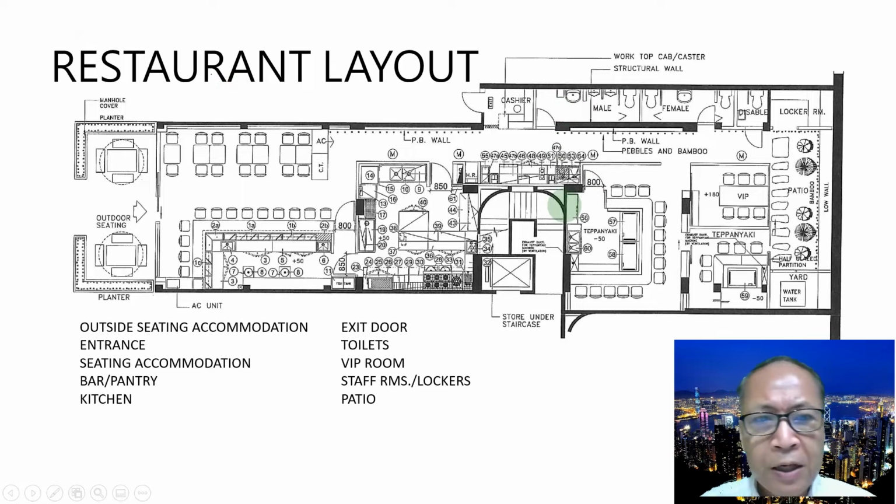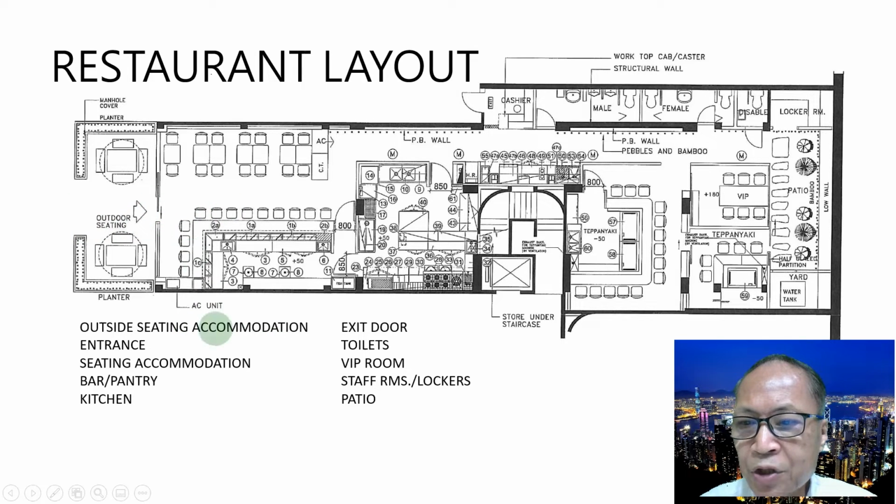So this is our restaurant layout, a typical restaurant layout. You see here is the outside sitting accommodation. In Hong Kong, the license for outside sitting accommodation is difficult to obtain because you need the consent of the tenants about your restaurant. In most cases, the tenants won't admit outside sitting accommodation, because only a few restaurants in Hong Kong have the outside sitting accommodation license.